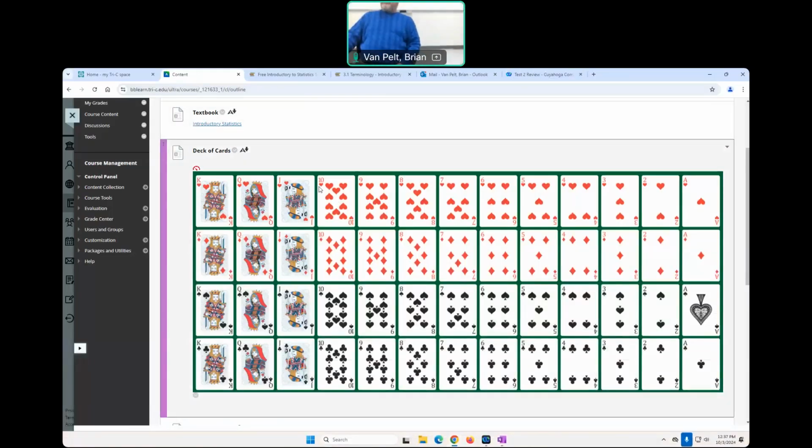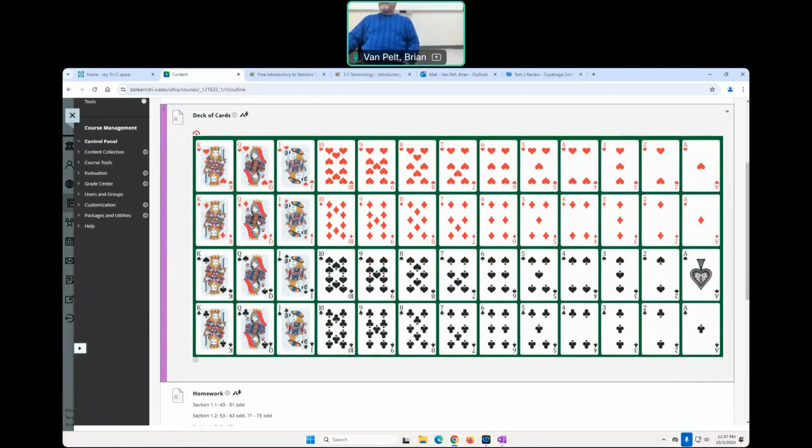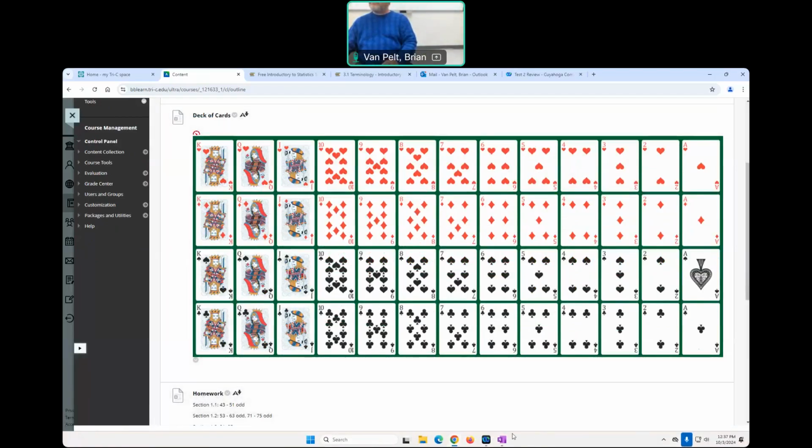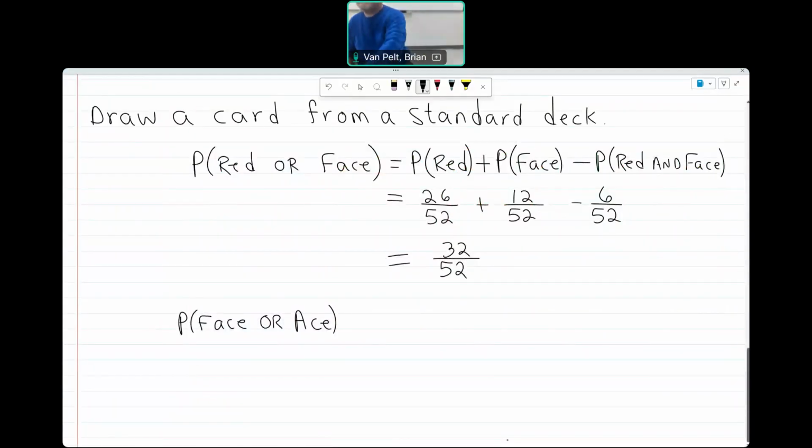All right, I'm gonna go according to this picture here. How many of these things are face cards? We just did that one. There's 12 of them. How many aces? 4 of them. How many aces are also face cards? 0. There's no such thing as an ace and a face card at the same time. So when you decide to use the formula, that little piece will be 0.